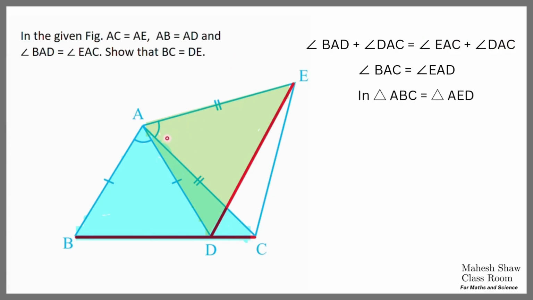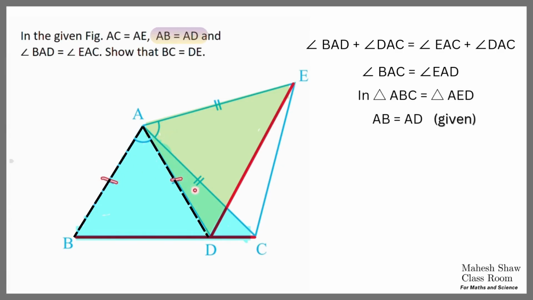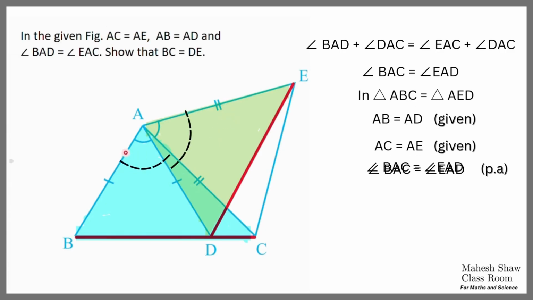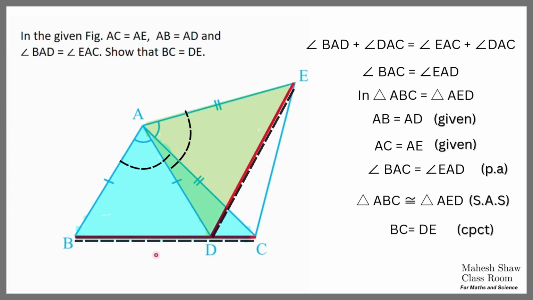So now in triangle ABC and AED, we can say AB equals AD, that is given, and we have AC equals AE, that is given, and we have proved angle BAC equals angle EAD. Therefore, from side angle side, we can say that the triangle ABC is congruent to triangle ADE. And by using the corresponding sides of congruent triangles, we can say that BC equals DE.